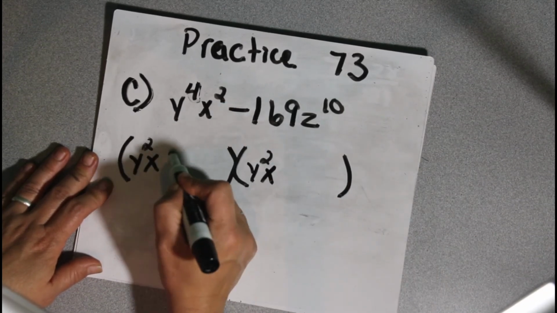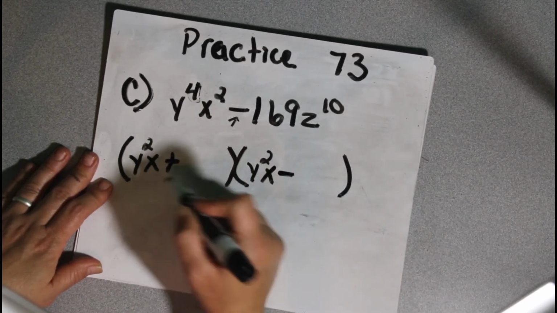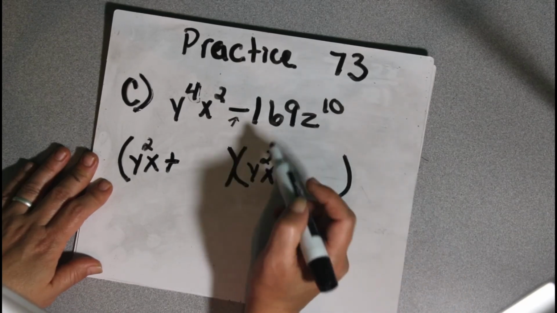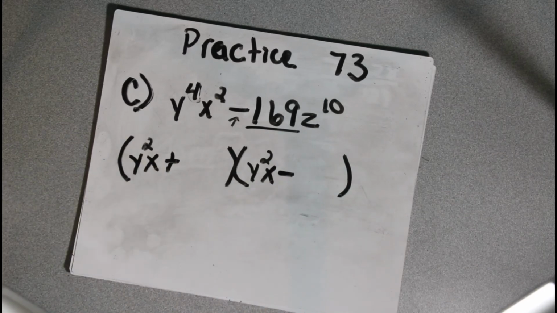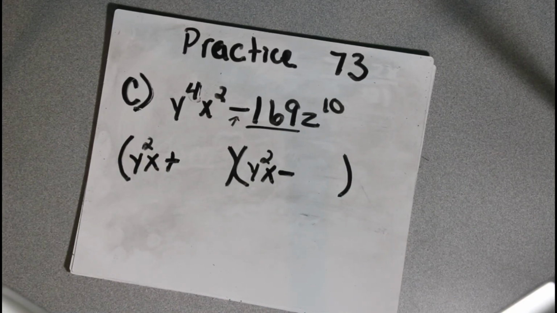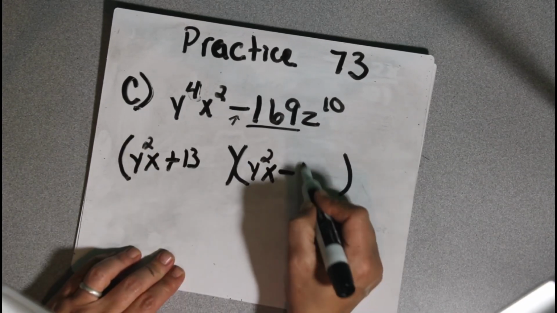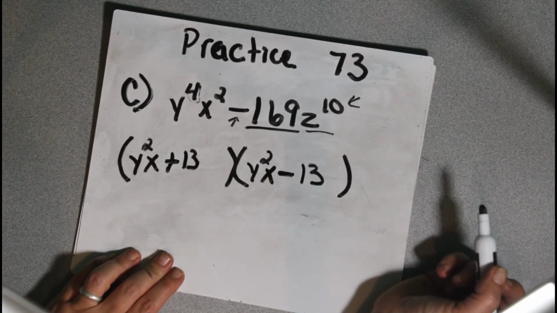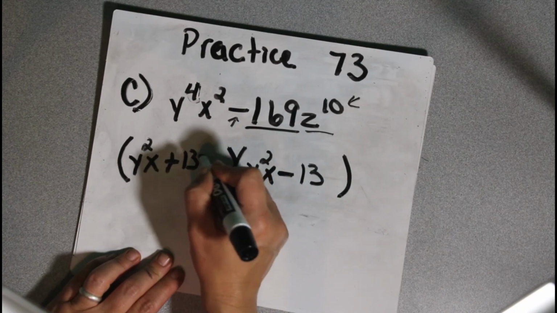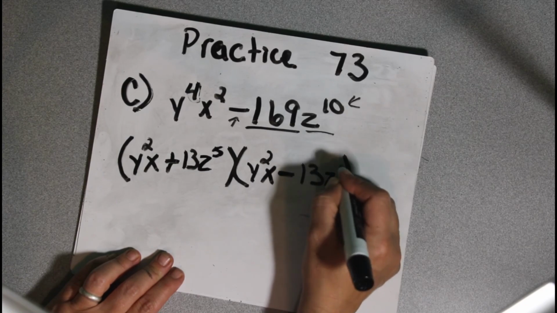Now we come to the minus sign, so we need a plus and a minus, because to get a negative number right here, we have to have a positive and a negative. That's why we got a plus and a minus. Alright, square root of 169. I think that's 13. Let me check with my calculator. Yes. So 13 in both of these. And then z to the 10th, remember, all we got to do is take that exponent and cut it in half. So that would be z to the 5th and z to the 5th.